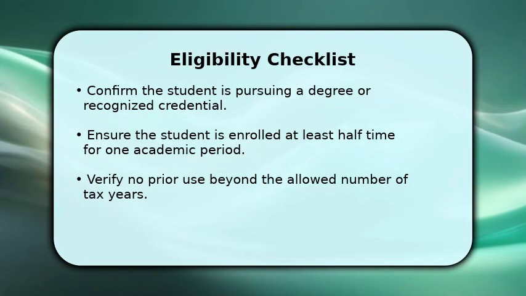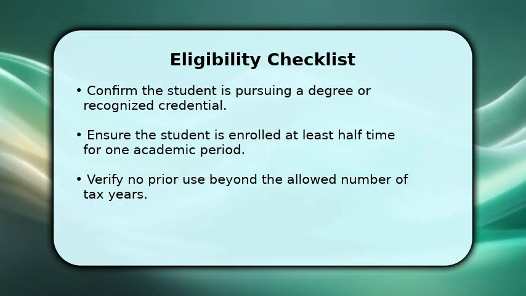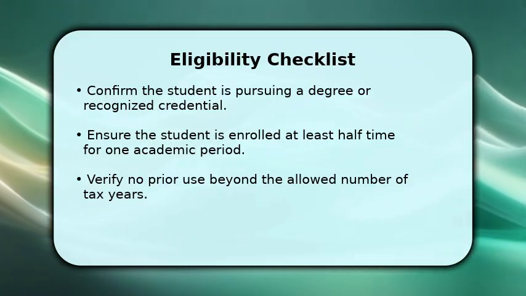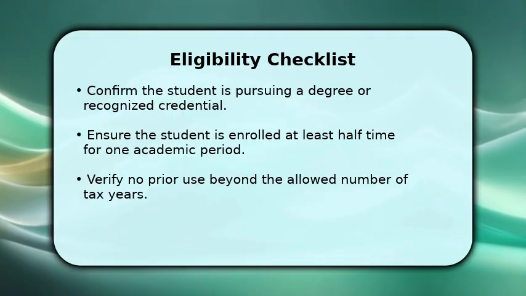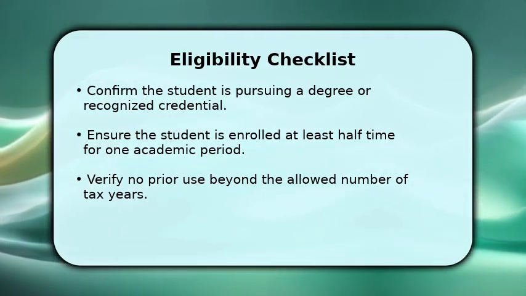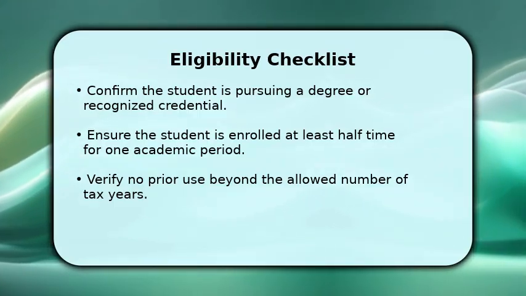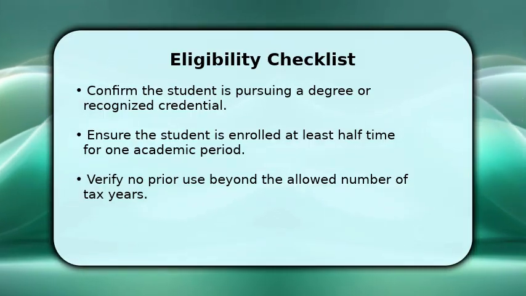You'll want to double-check eligibility before you start filling forms. Confirm the student is pursuing a degree and enrolled at least half-time for an academic period. Make sure the credit hasn't been used beyond allowed years. Gather any proof of enrollment and payment records. If multiple family members qualify, calculate who gets the benefit. Keep a clear file of receipts and statements for easy reference during filing and potential audits.